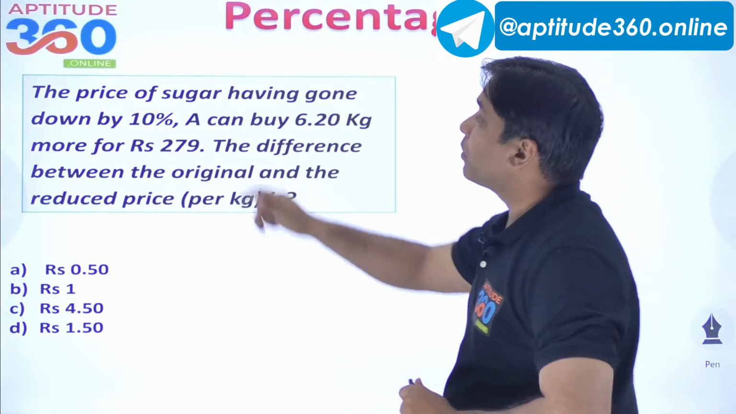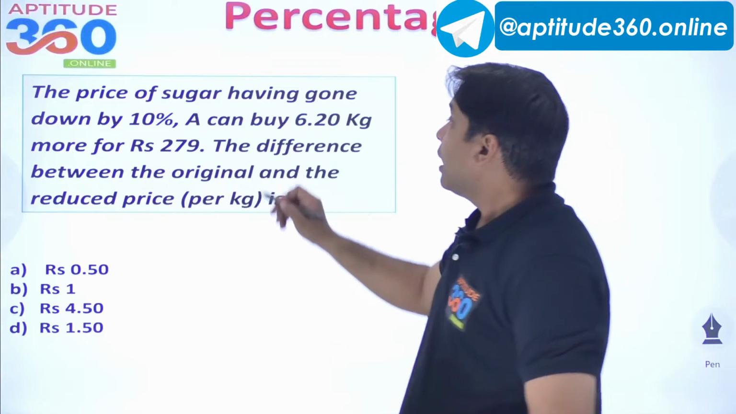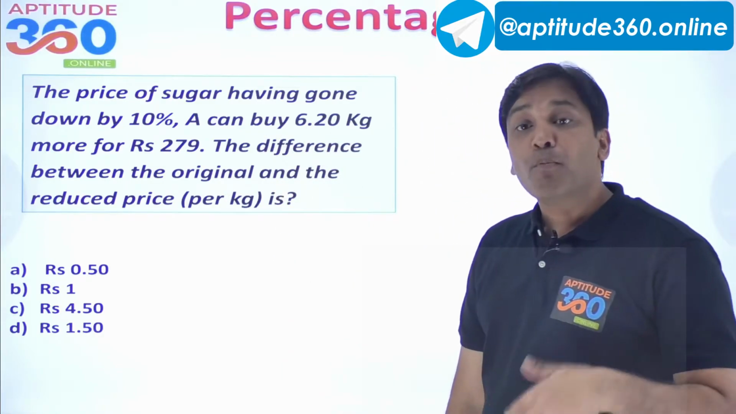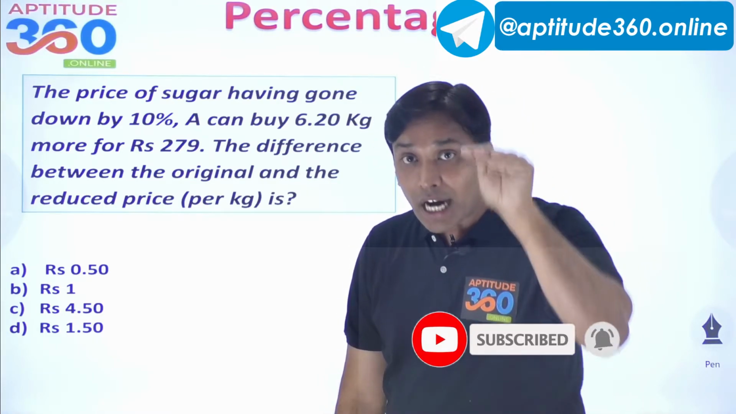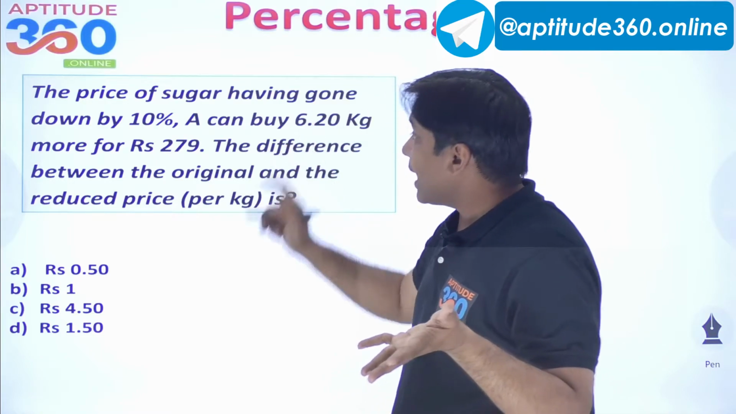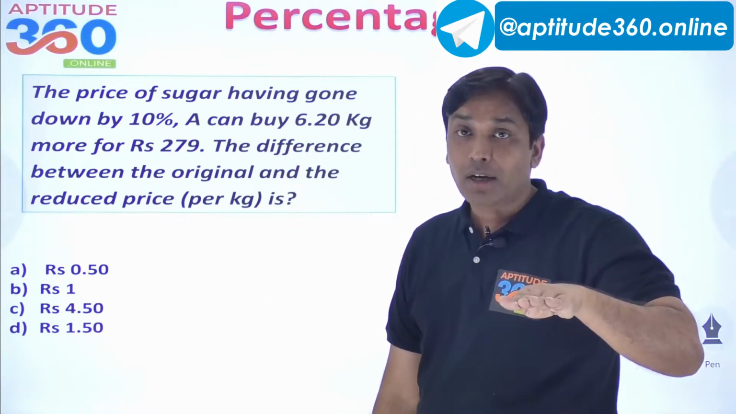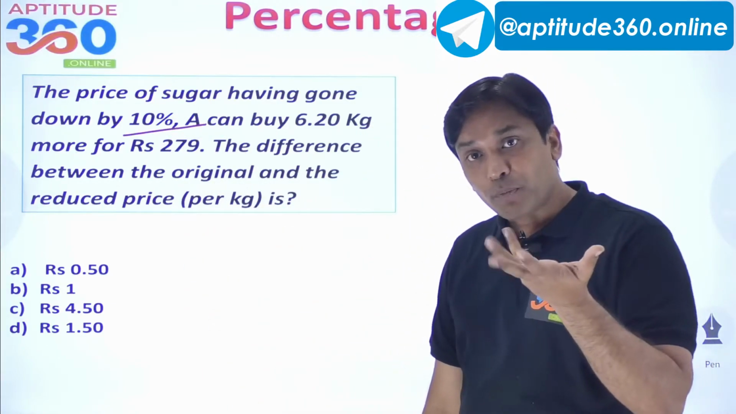Now there is this question. The price of sugar having gone down by 10%, A can buy 6.2 kilogram more. So in the previous problem what were we doing? The price was decreasing. When price decreases, quantity obviously will be increasing. In this case, price is decreasing, right? Price is decreasing, so quantity obviously is going to be up.